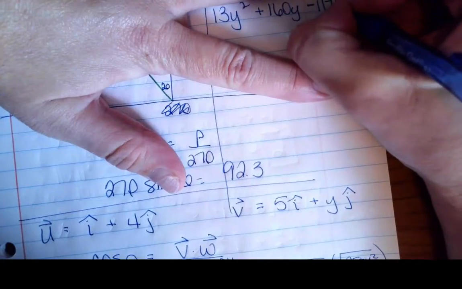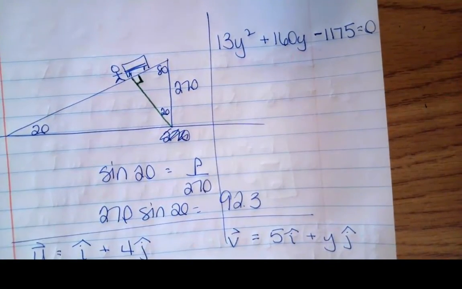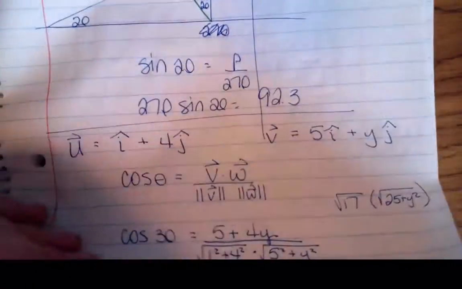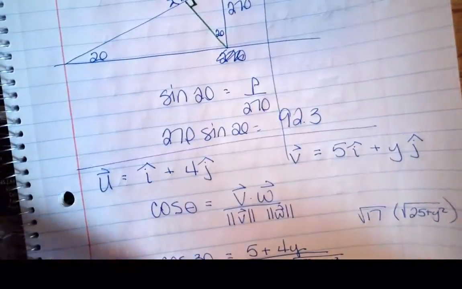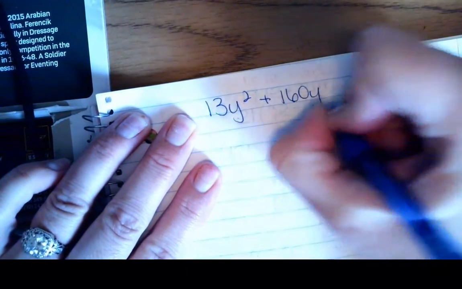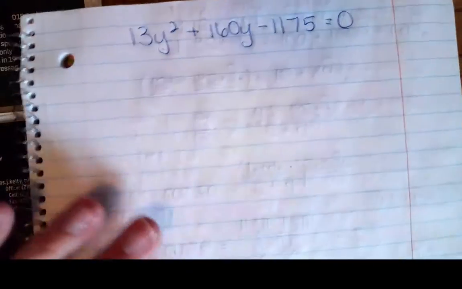Negative 1175 is 0. Let me see if everything's divisible by 13, which I'm pretty sure it's not. Are you divisible by 13? No, you're not. Okay, so we need to use the quadratic formula. We'll just finish it out. So 13y squared plus 160y minus 1175 is 0, and I'm going to use the quadratic formula.